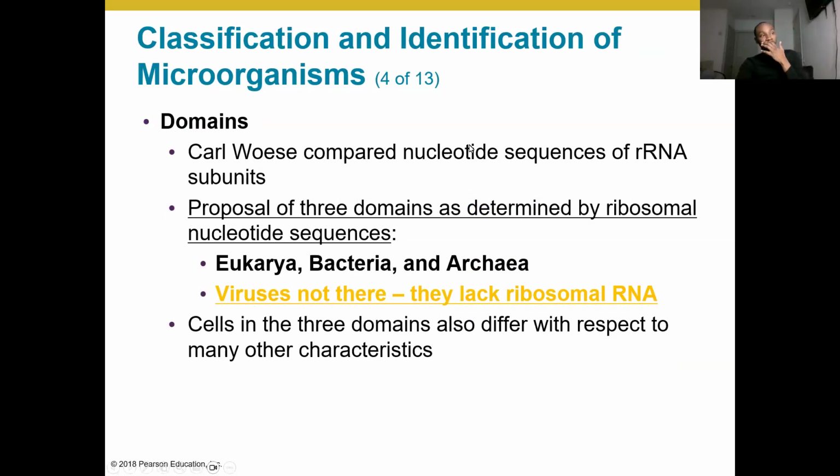Remember Carl Woese compared nucleotide sequences of RNA, the ribosomal RNA subunits, that is what it is. And we're able to propose 3 domains as determined by the ribosomal nucleotide sequence. So we have those 3 domains being eukarya, bacteria, archaea. Understand and remember, viruses are not there. Viruses are not there because they lack ribosomal RNA. Simply, they lack ribosomal RNA, so they're not in a domain by themselves or in any domain. Okay, that's why they're not described as living.